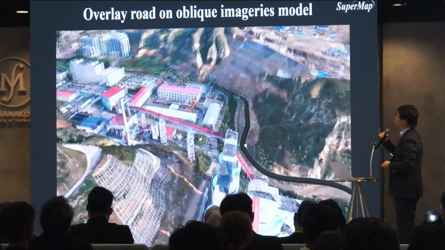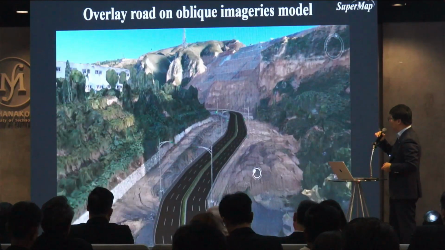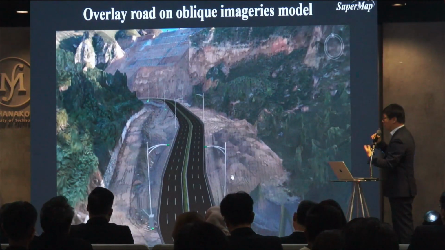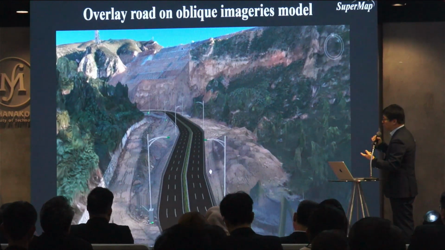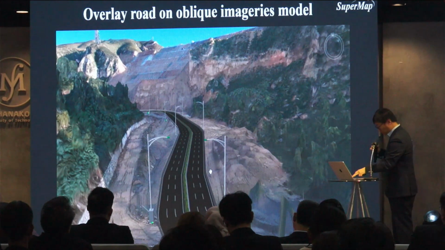And this is a real case that happened in road construction. We could use the vectors, the lines, to calculate with the oblique photogrammetries to build the road.